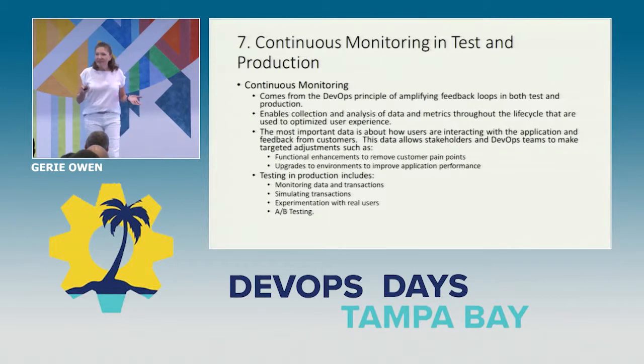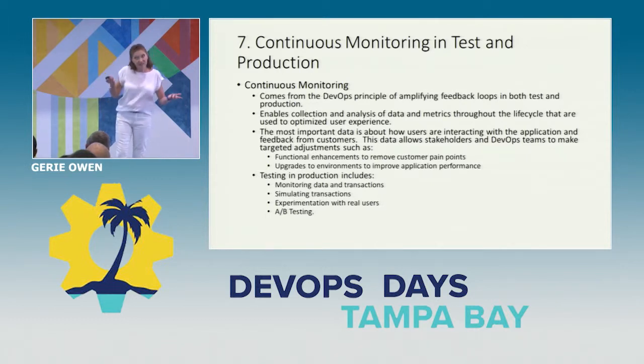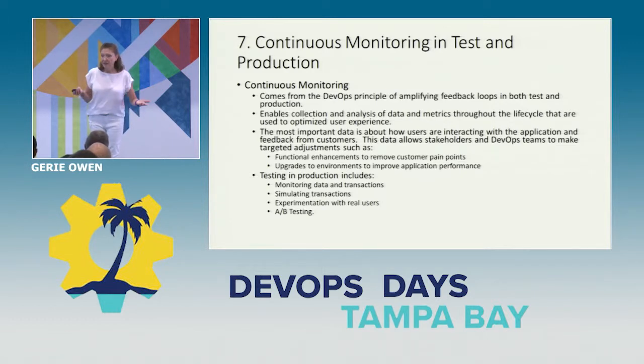The most important data is about how the users interact with the application, their feedback. And that lets your stakeholders make and target adjustments. Maybe the functional testing, maybe there's a particular pain point to your customer. That's got to be prioritized. Upgrades to environments. Maybe there's a performance issue. You know, if you have a performance issue, your customers are impatient. They're going to go somewhere else. So those things have to be addressed really, really quickly, really intelligently, and tested well.